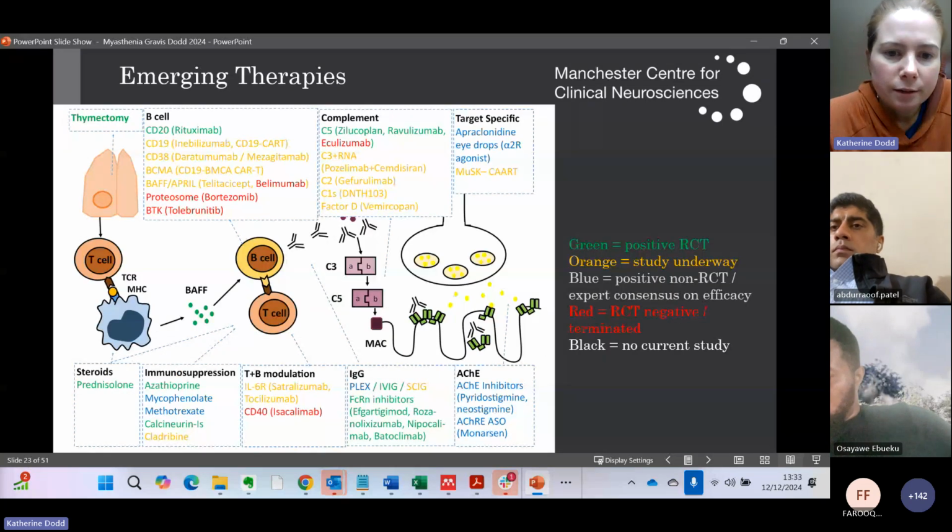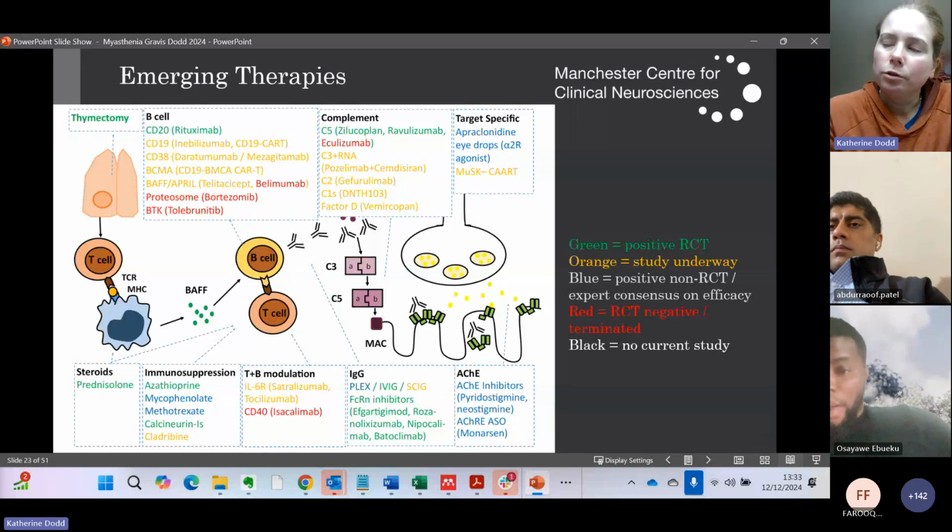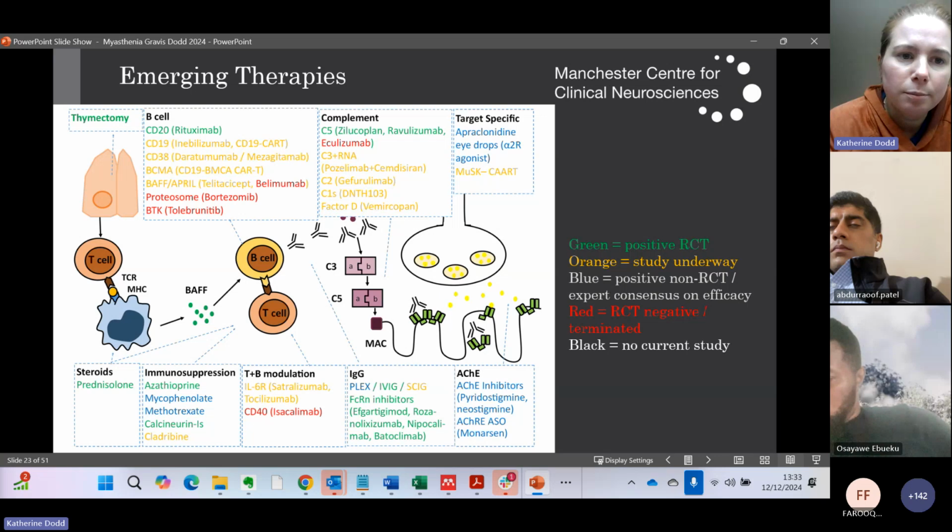Okay, but suddenly the drug companies have taken an interest in myasthenia, and over the last 5 years there has been an explosion of clinical trials, and so it's all going to change. It hasn't quite yet in the UK, but in America it has.